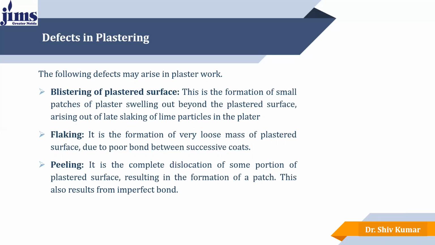The next is flaking. It is one of the most important defects in plastering, in which a very loose mass of plastered surface, due to poor bonding, converts into flakes and is removed from the surface. Next is peeling. It is the complete dislocation of some portion of the plaster surface resulting in the formation of a patch. This is also an example of imperfect bonding, or some mixing issue may be there. So the cement quantity or lime quantity in that area may differ or may not have a proper bonding. That may be due to any of these reasons.